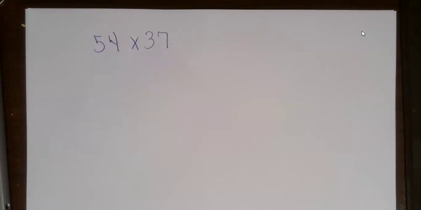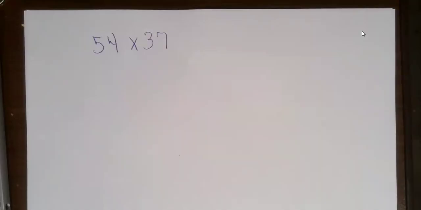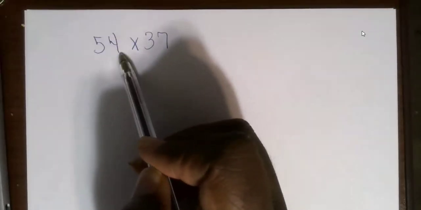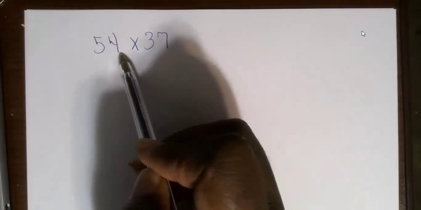Today, we're going to be multiplying two digits by two digits using partial product. The first thing I'm going to do is get the expanded form of my first number. Expanded form means the addition sentence on how much each digit is worth based on its location.